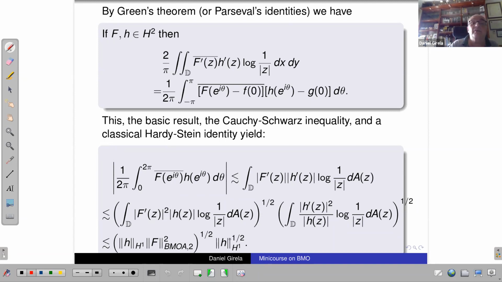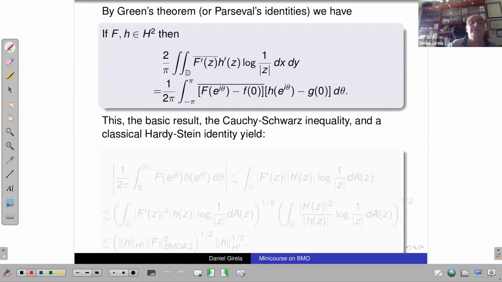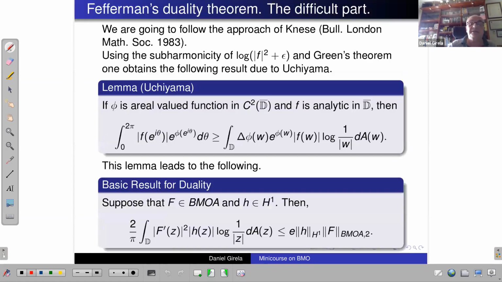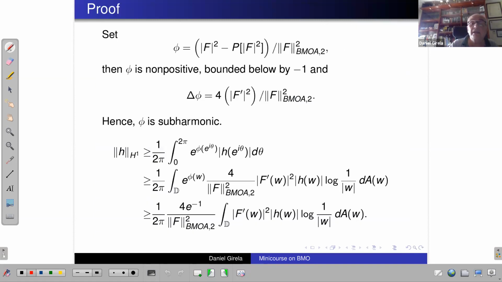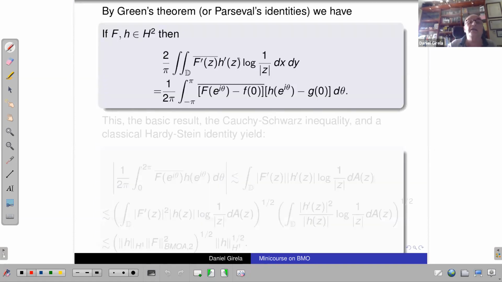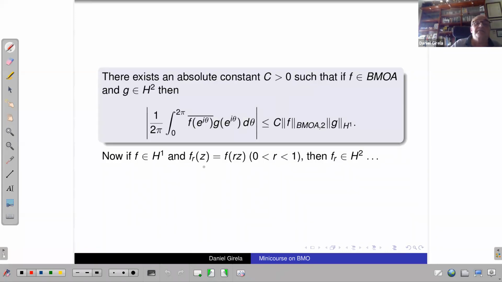So we have proved what I call the basic result that we have here about duality, which is this. Okay, but then using the Parseval identity, then what we get is.